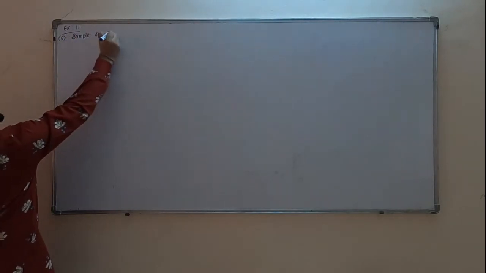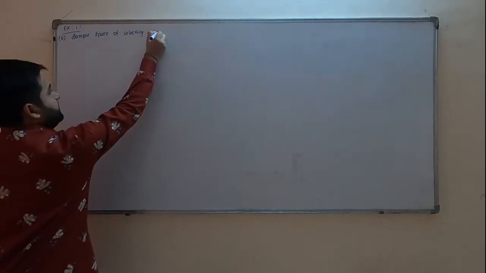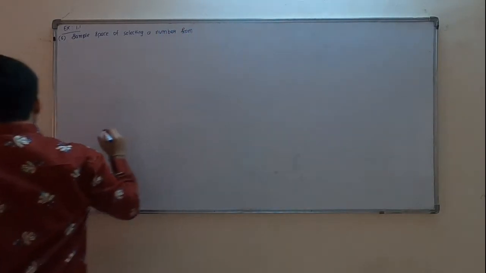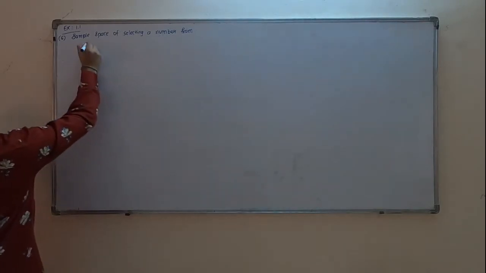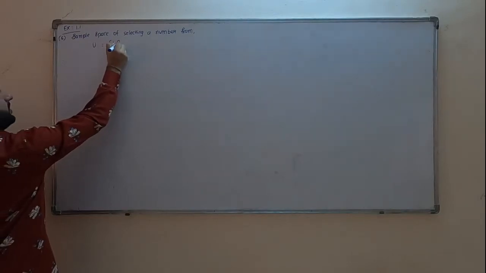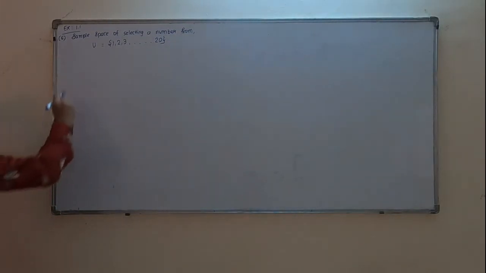So we are in exercise 1.1 and now we are going for the 6th sum. The thing which is given, we will write: sample space of selecting a number from, comma, next line, U equals 1, 2, 3, dot dot dot 20. Total there are 20 numbers.